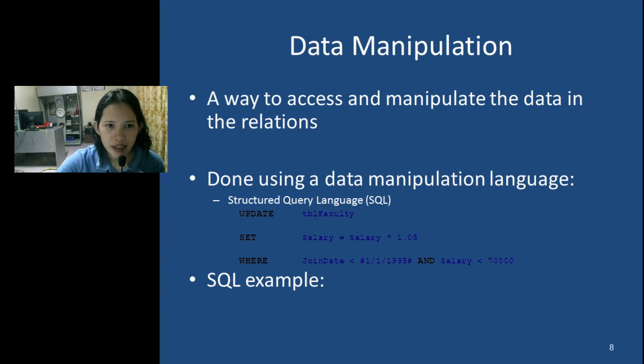Data manipulation is our way to access and manipulate the data in the relations. It is done using a data manipulation language such as the structured query language, or SQL. Here is an example of an SQL statement. Update TBL faculty set salary equals salary times 1.05, where join date is less than January 1, 1995 and salary is less than 70,000.